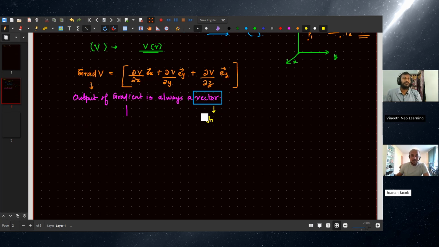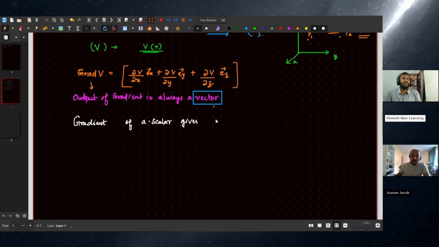in the direction of its largest increase. Okay. Have you understood? Do you have any doubt there? You should explain it more. Yeah, I'll explain with an example. Gradient of a scalar gives a vector which points in the direction of greatest increase in the scalar.